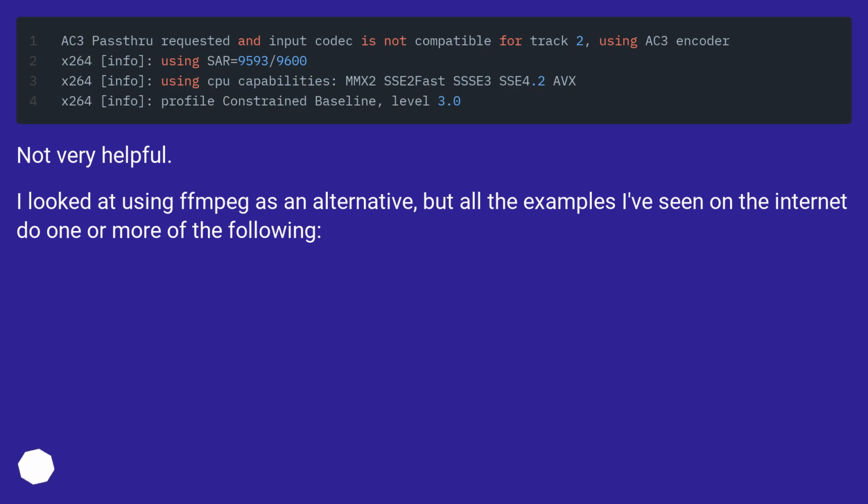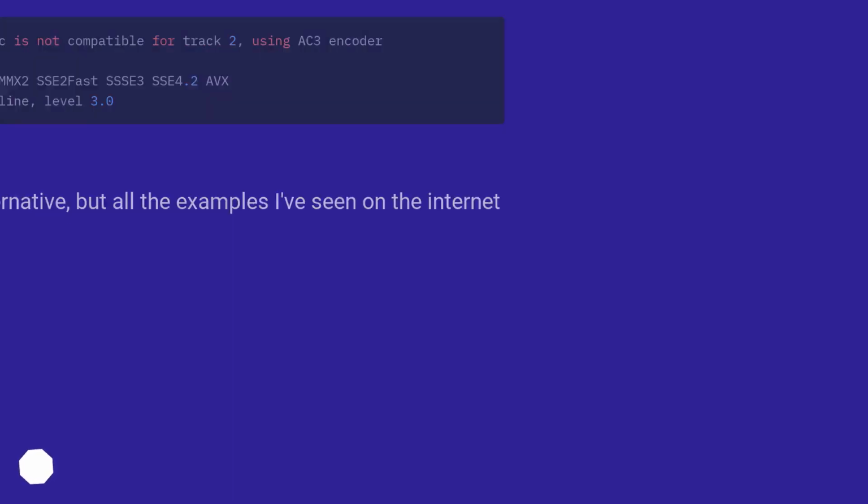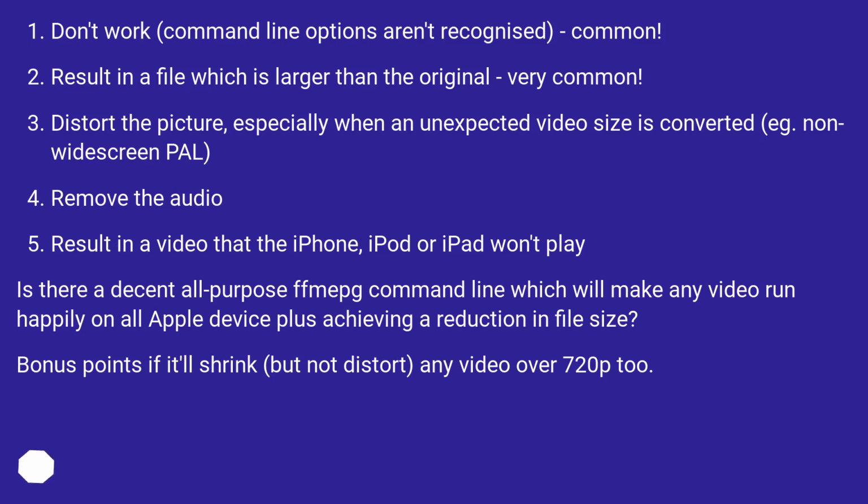I looked at using ffmpeg as an alternative, but all the examples I've seen on the internet do one or more of the following. Don't work, command line options aren't recognized, common. Result in a file which is larger than the original, very common. Distort the picture, especially when an unexpected video size is converted, e.g. non-widescreen PAL. Remove the audio. Result in a video that the iPhone, iPod or iPad won't play.